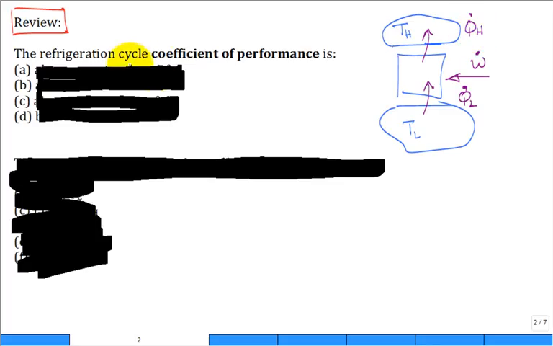For a refrigeration cycle, what is, first of all, the definition of the coefficient of performance? I'm going to walk around. I'm going to see if you can just write it down. What is the definition of the coefficient of performance in terms of Q dot H, W dot, Q dot L?